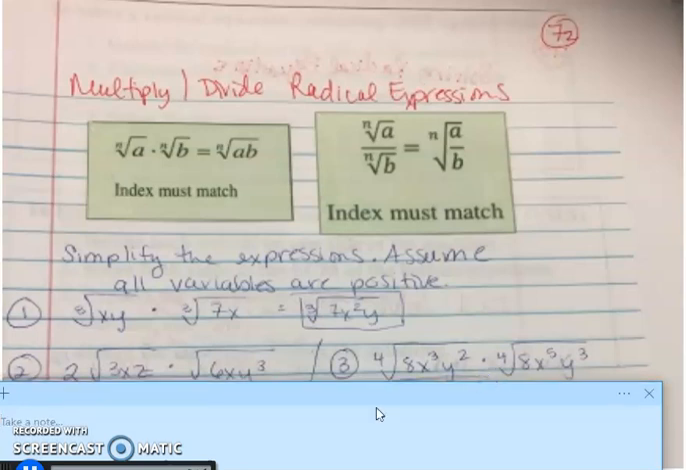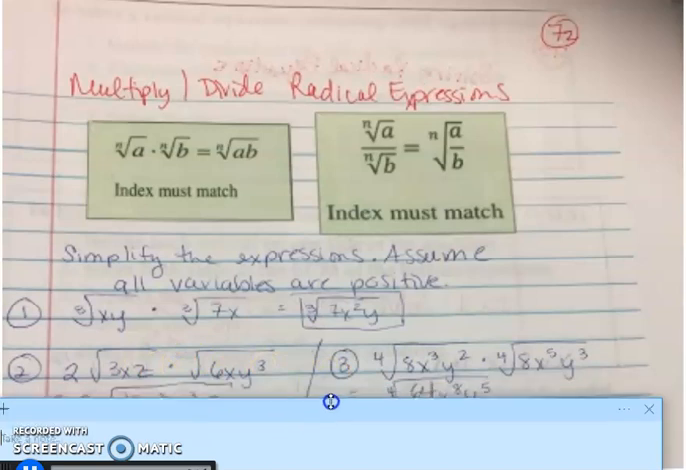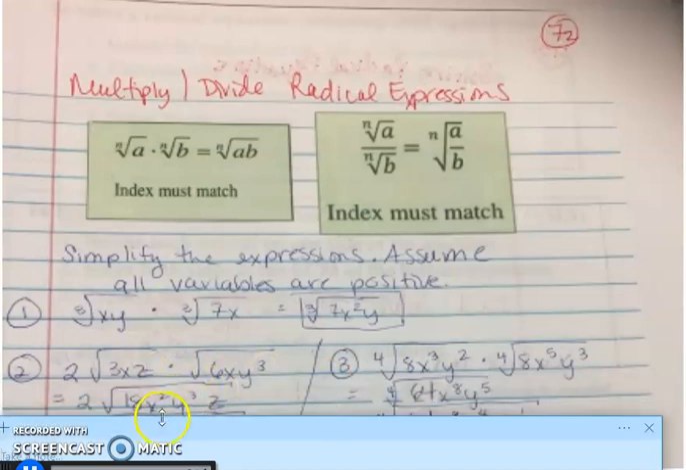For number 2, we have 2 times the square root of 3z times the square root of 6xy cubed. Since both of these have a square root, we're going to go ahead and multiply the 6 and the 3, the x with the x, and the y cubed with the z. When you do that, you end up with 18x squared y cubed times z.